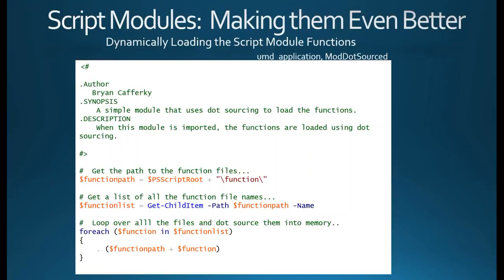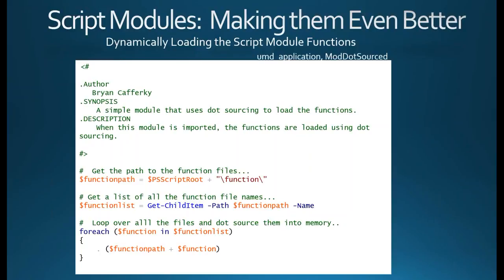When a module loads, not everyone realizes, but you have a lot of control over what it does. It's an actual script running, so you can do things in it. What I do here is create a variable called function path and set it equal to, and I'm not using Join-Path, I probably should be, but I just concatenate the strings, using $PSScriptRoot.